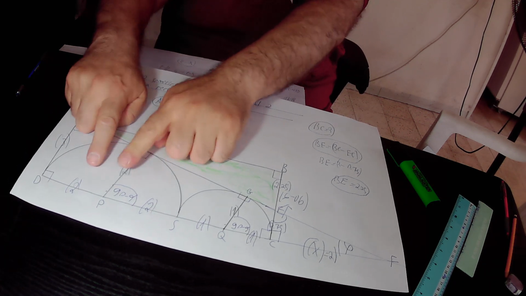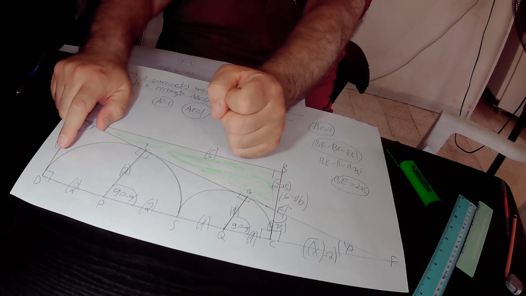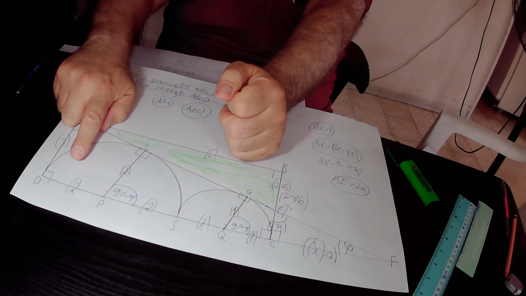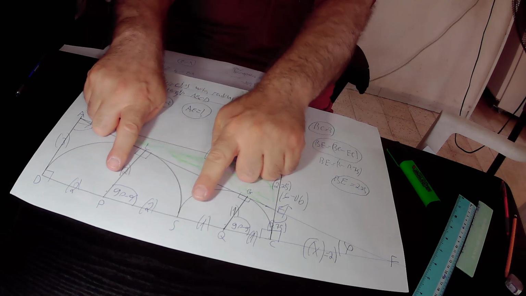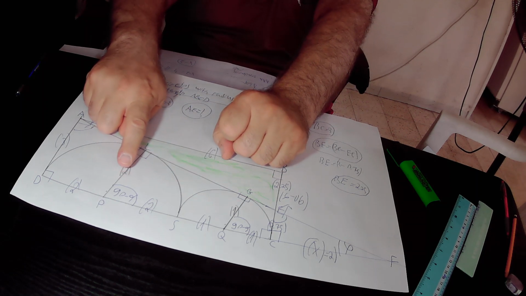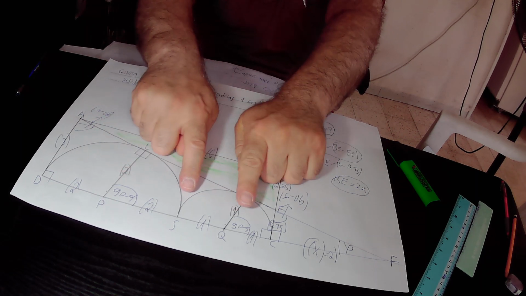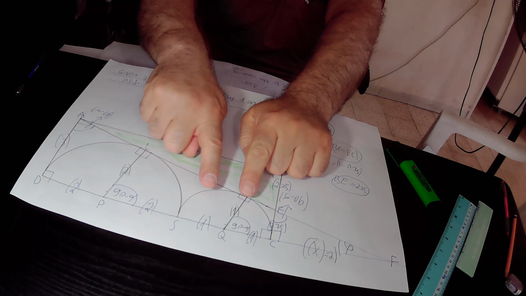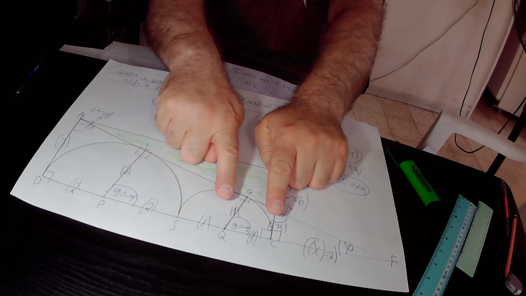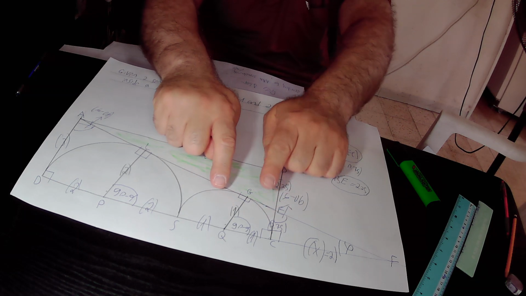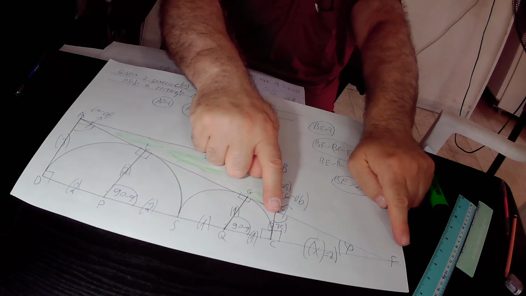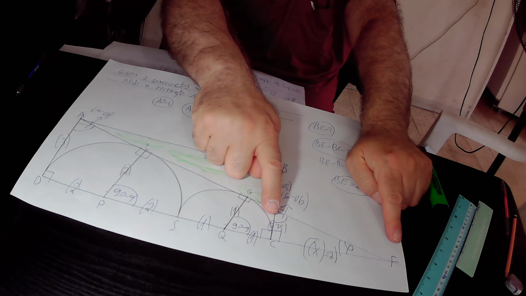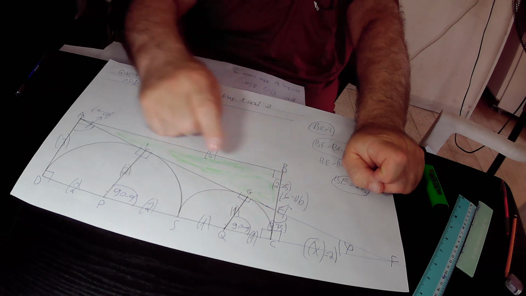Now we know that DP is the radius of this big semicircle, that is 2. PS is also the radius of this big semicircle, that is 2. SQ is the radius of this small semicircle, that is 1. Likewise, QC is also the radius of this small semicircle, that is 1. CF is the unknown line segment, so we define the length of line segment CF as x.